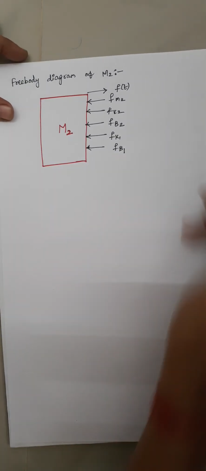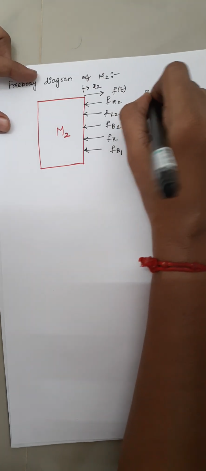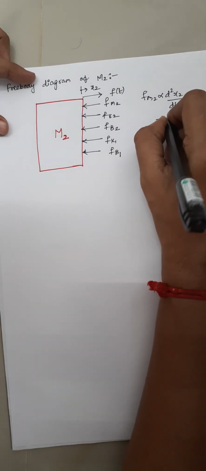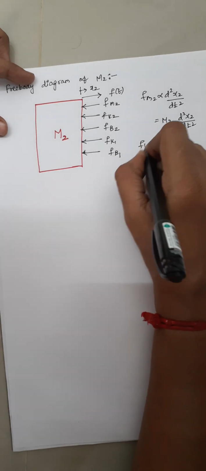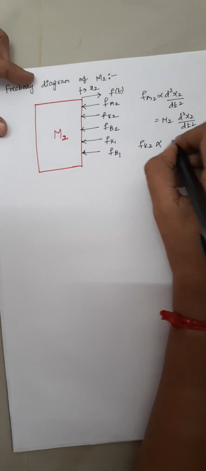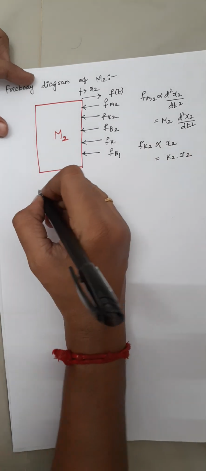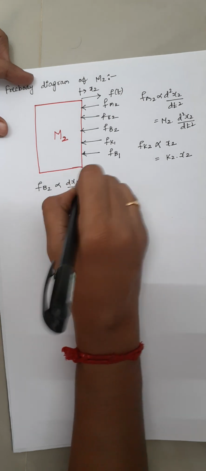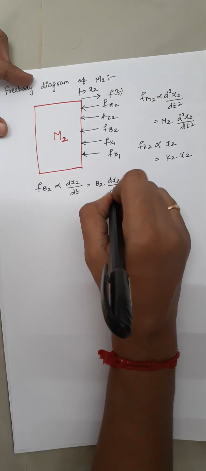Now we are going to write the expression for each and every term. So when you write the expressions, here the respective displacement is x2. So again Fm2 is directly proportional to d square x2 by dt square, which is nothing but m2 into d square x2 by dt square. And the next one is Fk2. So Fk2 is directly proportional to x2. So again this is equal to k2 into x2. And the next one is Fb2, and this Fb2 is directly proportional to dx2 by dt, which is equal to b2 into dx2 by dt.